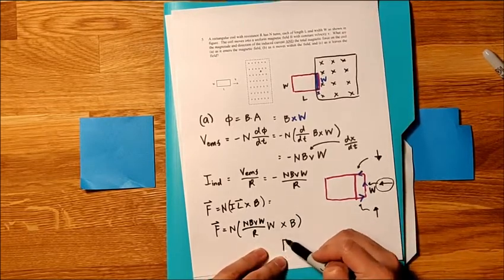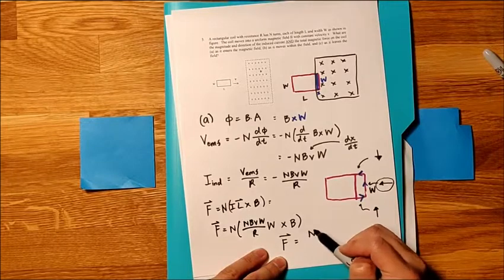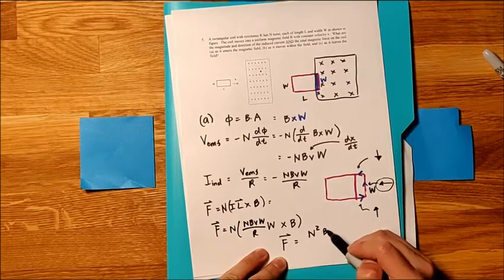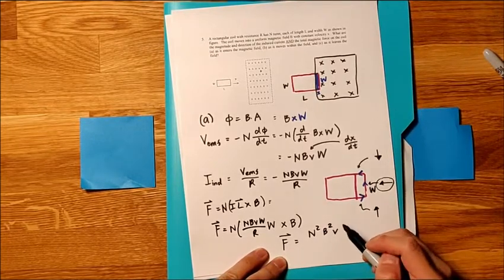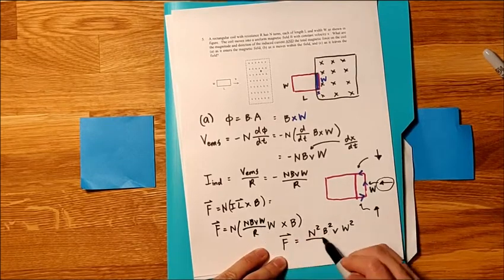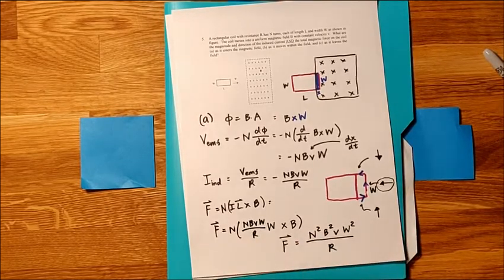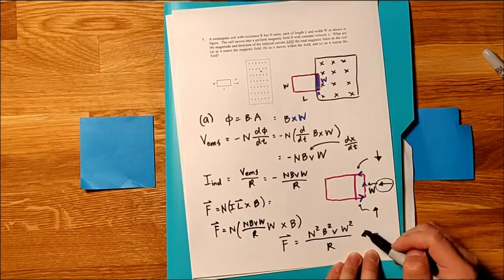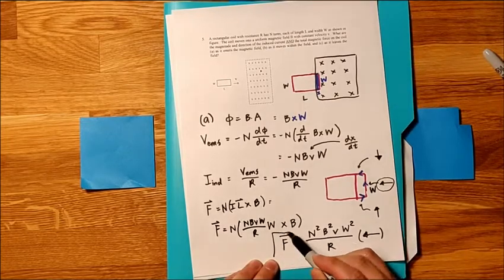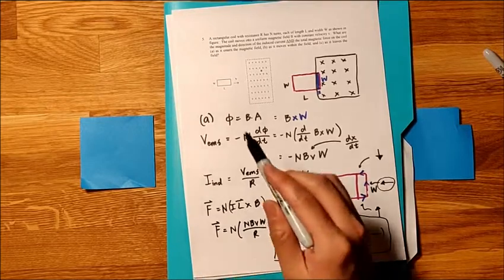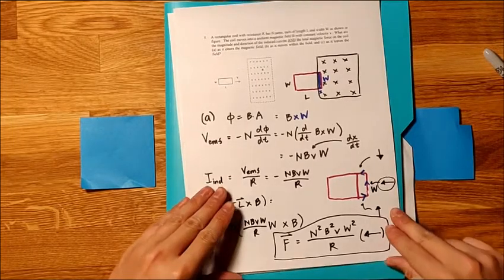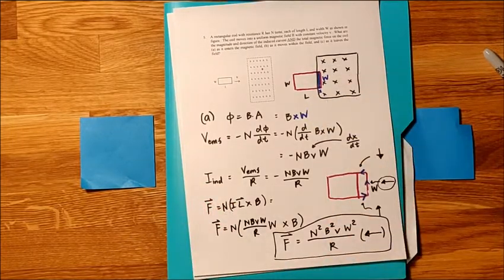So that means the force will simply be N squared, so N times N, times B squared, B times B, times V times W squared over R. Because it's a vector, we have to include the direction, which we figured out in this part right here. So this will simply be the force for part A, and also the direction. So now let's move on to part B, which is asking the same question, but it's asking as it moves within the field.